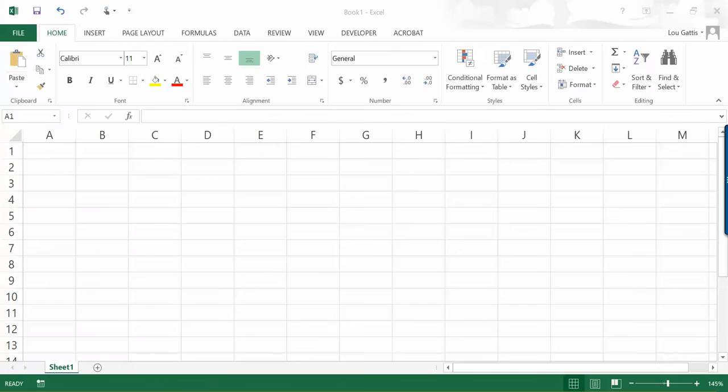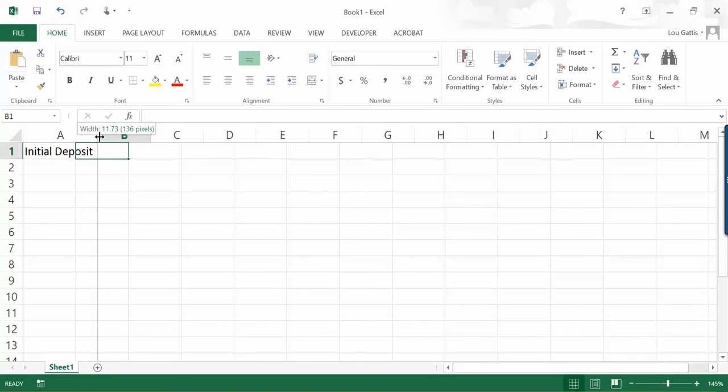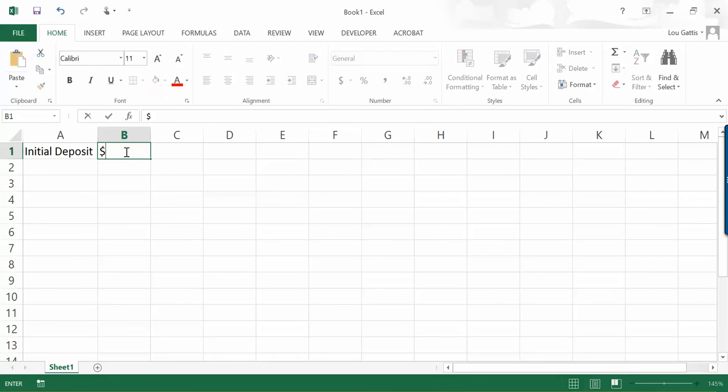I'm going to launch Excel. And we're first going to type in our assumptions. The initial deposit, and I'm going to widen out that column, is $100, and by putting the dollar sign, it's automatically going to give me a format of dollars. And the rate I'm going to use is 6%.